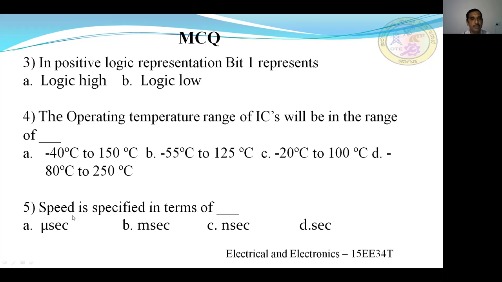Question number 5, speed is specified in terms of what? Option A microseconds, option B millisecond, option C nanoseconds, option D second. So what is the unit of the speed? So speed of the logic circuit, that will be usually, what is the answer? Option A or option B or option C or option D? So that will be option A. So it will be specified in terms of microseconds. Okay, so this is the right answer.